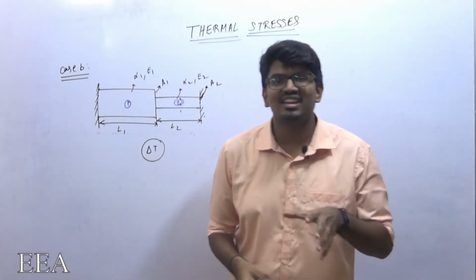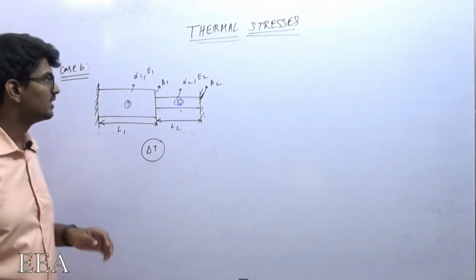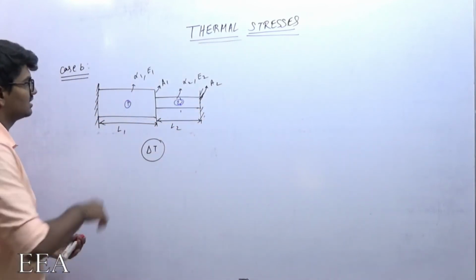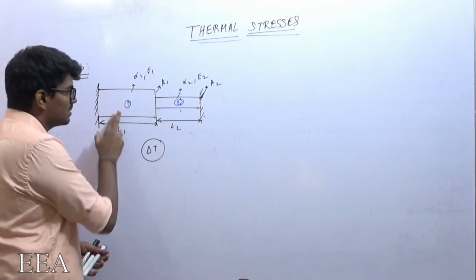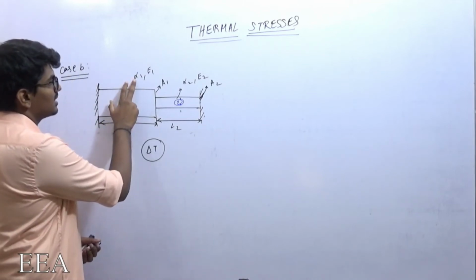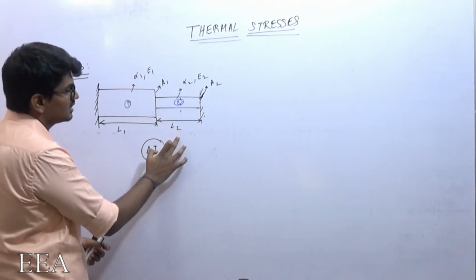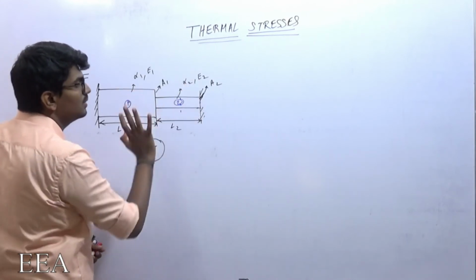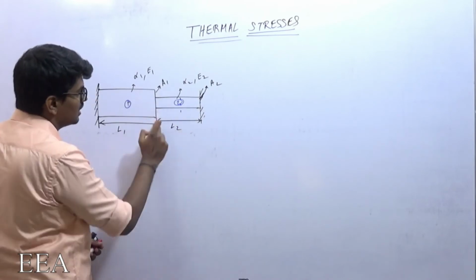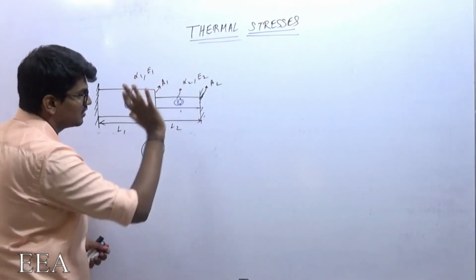Let us take the second case in composite bars. In the second case, this first member has length L1, thermal expansion coefficient alpha 1, Young's modulus E1. Similarly, this member's length is L2, thermal expansion coefficient is alpha 2, Young's modulus is E2. Cross section area is A1, and cross section area of this is A2.